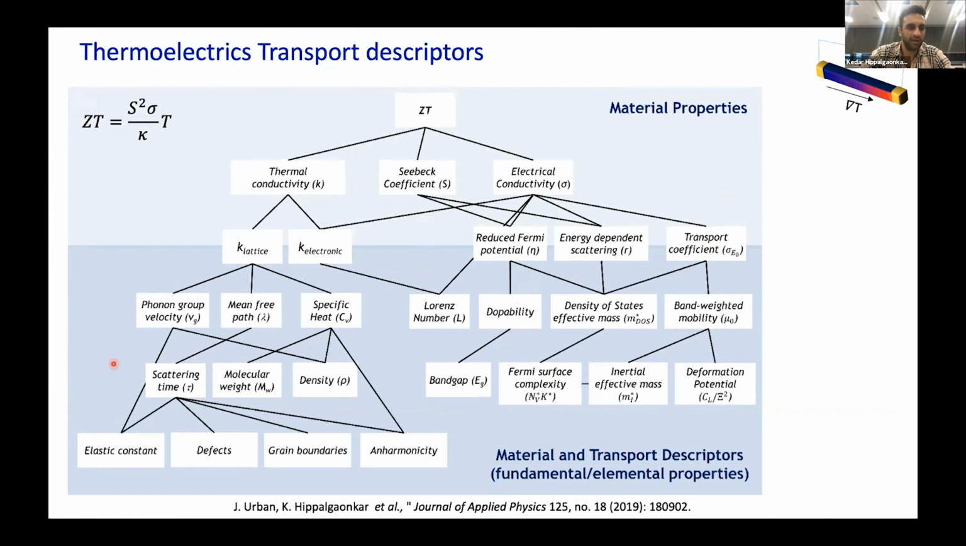There's a similar branch that you can draw for the thermal conductivity, because it depends on both the lattice and the electronic property. And the lattice determines the group velocity, the mean free path of the phonons, and the specific heat. And you can go further down and say, well, what is the real material component that determines what your ZT is, right? So it's a very complicated problem.